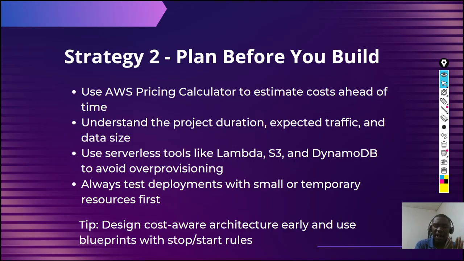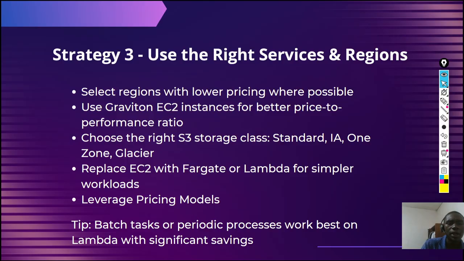So you should always design cost-aware architecture early and use scripts to stop and start resources, right? You have to know that when this particular parameter is in play, this is what we have to do, and this is what we don't have to do. These are very important. So the third strategy is to use the right services and region, right? Select regions with lower pricing wherever possible.